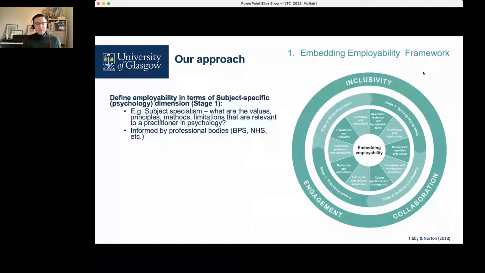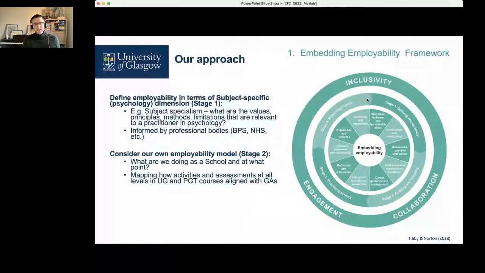We then wanted to consider our own practices, our own employability model within the school, which forms stage 2 of the framework. We wanted to look at what we are doing as a school across programmes, across levels within the undergraduate programme, to develop students' employability. And to do this, we mapped out the various activities and assignments that our students engage in, and looked at how these align with the 12 graduate attributes.